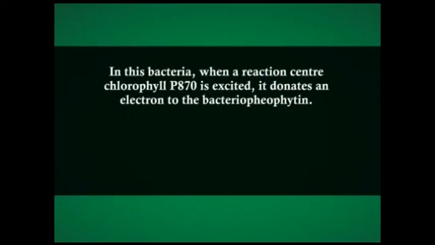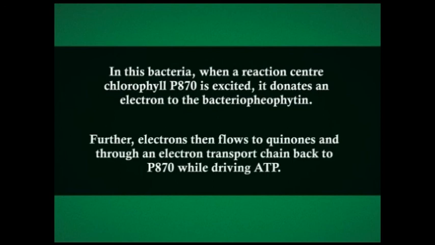These green and purple bacteria possess a pigment known as bacterial chlorophyll with absorption maxima at a longer wavelength. Purple and green bacteria lack photosystem 2 and hence they cannot use water as the electron donor in the non-cyclic electron transport chain. Also, without photosystem 2, they cannot produce oxygen from water. In these bacteria, when a reaction center chlorophyll, that is P870, is excited, it donates an electron to bacteriopheophytin. Further, electrons then flow to the quinone through an electron transport chain back to P870 while driving ATP synthesis.